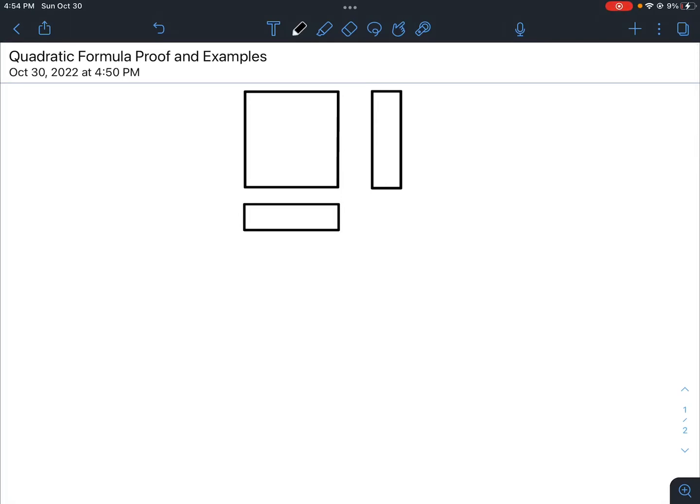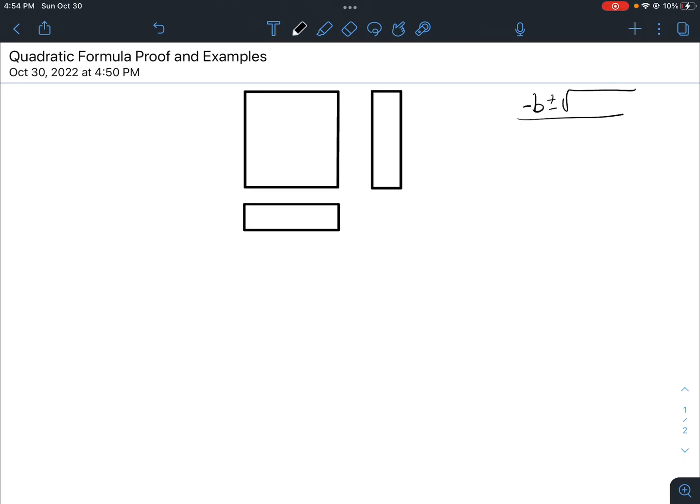Alright guys, today we're going to be talking about the proof of the quadratic formula. I like this proof a lot. What it does is it shows that this quadratic formula, as you guys might know, I'll write it off to the side, and then we're going to prove what it is.